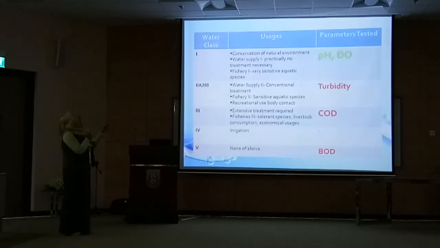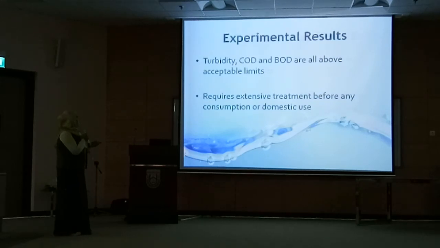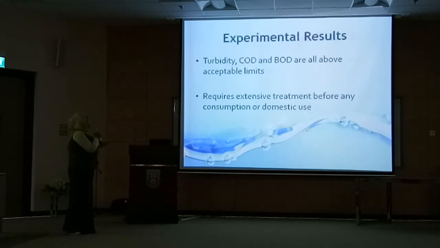Again, I show the usages of the water. So pH and DO are in the safe zone. Turbidity is under 2A or 2B, but COD and BOD are in the red zone. So we really need to improve this COD and BOD if we want to use this water further. So this water needs extensive treatment to improve COD and BOD.